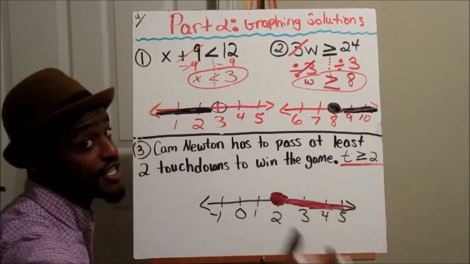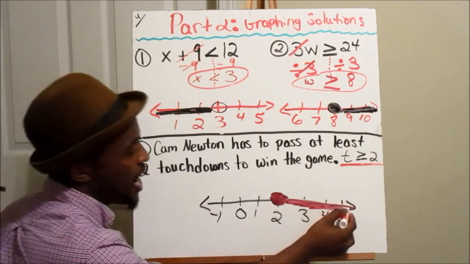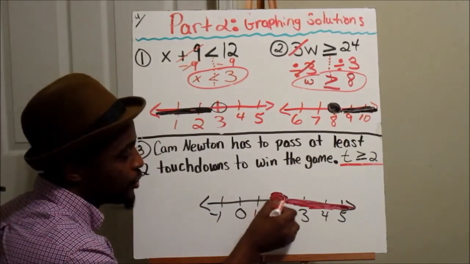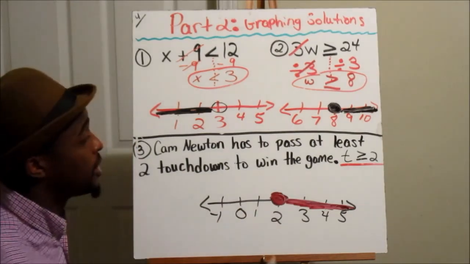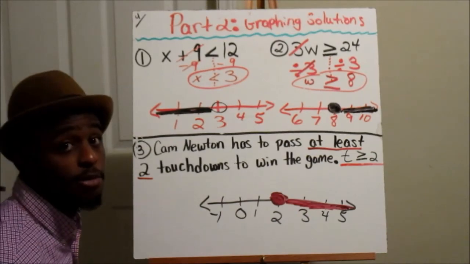So that can go 6 touchdowns, 7, 100 touchdowns. Anything greater than 2 will be one part of the solution, which is why I shaded it in. But I also shade in the 2 because if Cam scores 2 touchdowns, he will win. He has to score at least 2 touchdowns. Well, that includes the number 2.